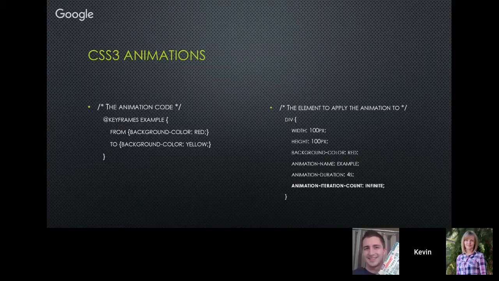You add the animation name example, and you're going to say the animation is going to last for 4 seconds. So it's going to completely change from red to yellow in 4 seconds. But then the animation iteration count is infinite in this example. And you can make it 1, you can make it 5, you can make it whatever you want, and it'll just keep doing that over and over again.